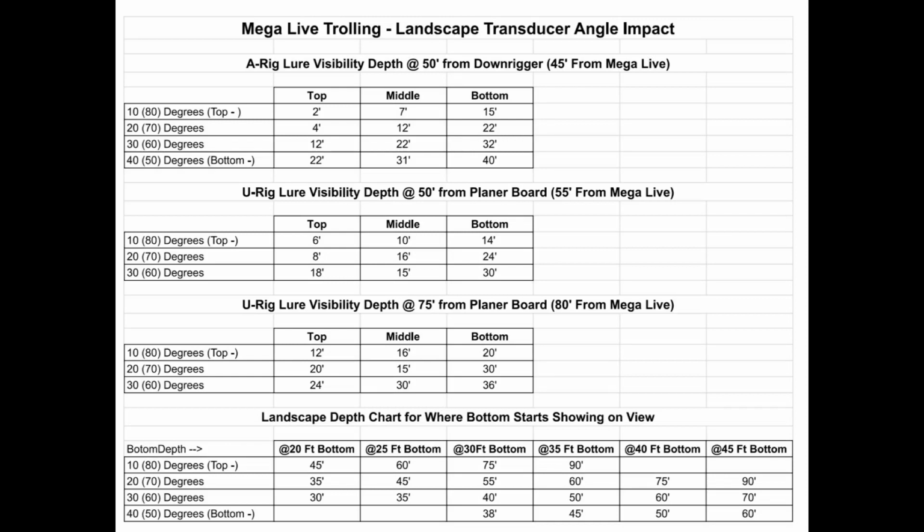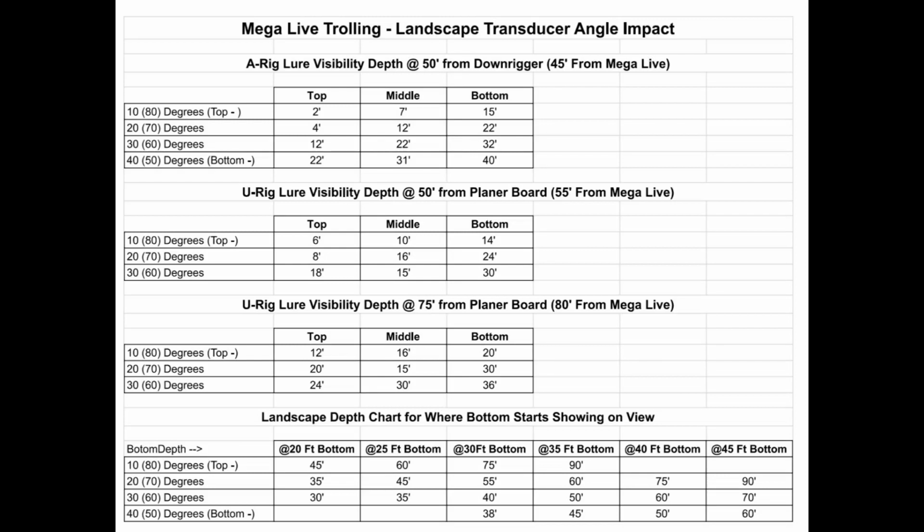The next section is my U-rigs, which I run behind planer boards, which basically are typically around 55 foot behind the Mega Live. In that case, at 10 degrees, the range is between 6 and 14 feet, with 10 feet being the sweet spot. All the way down to 30 degrees is 18 to 30 with 15 feet. So you can see the chart.